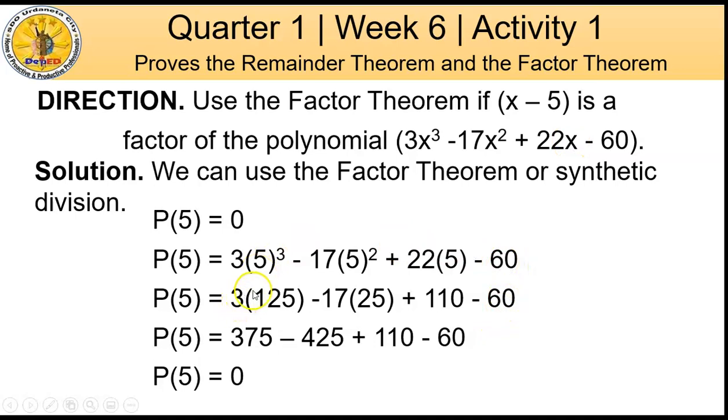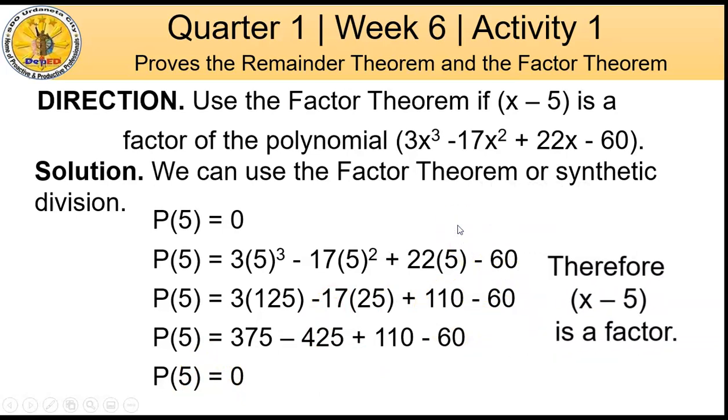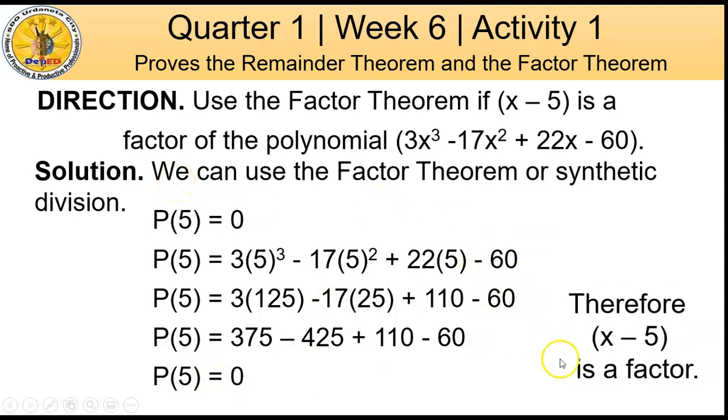So we have 3 times the quantity 5 raised to 3 is 125 minus 17 times the quantity 5 squared is 25 plus 22 times 5 is 110 minus 60. So we have 375 minus 425 plus 110 minus 60. So we have 485 minus 485. So our P of 5 is equal to 0. We can now conclude that x minus 5 is a factor of 3x cubed minus 17x squared plus 22x minus 60.